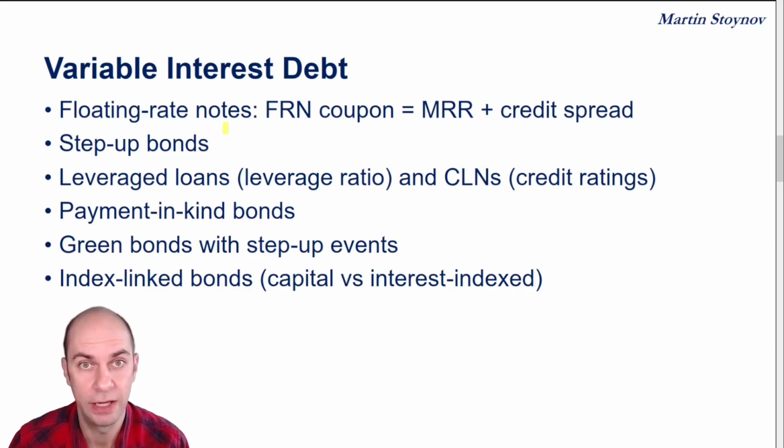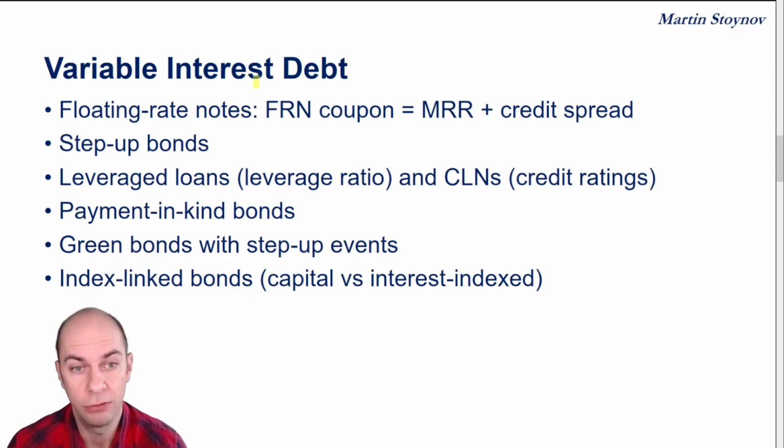Next, we're going to look at variable interest debt. So this is debt that does not have a fixed coupon. The coupon can go up or down. The first one that we're going to look at is the floating rate note, or the floater, or the FRN. So the coupon of the floater is, surprise, surprise, floating up or down as a function of interest rates.